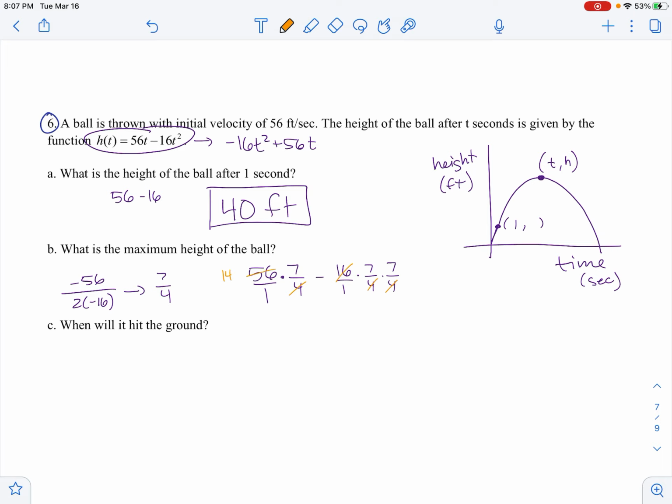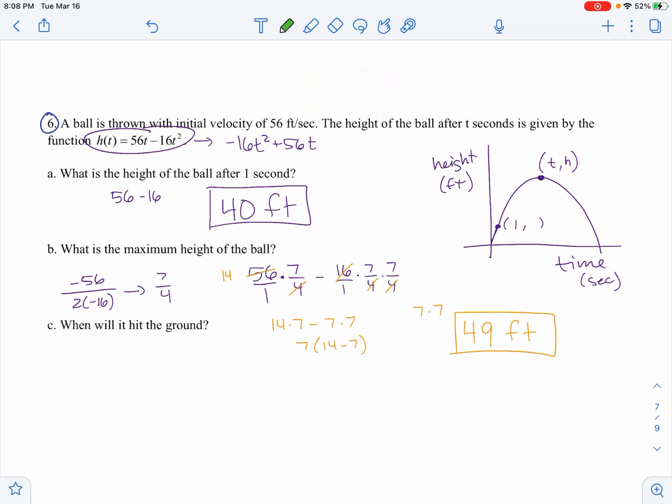Now this is much nicer. I'm going to have 14 times 7 minus 7 times 7. What I might do, again, because I don't have a calculator here, is factor out a 7. So 7 times 14 minus 7 is going to give me 7 times 7, which gives me 49. Well, some of those tricks, right, from not having a calculator. What is this? It's the maximum height, so it is being measured in feet.